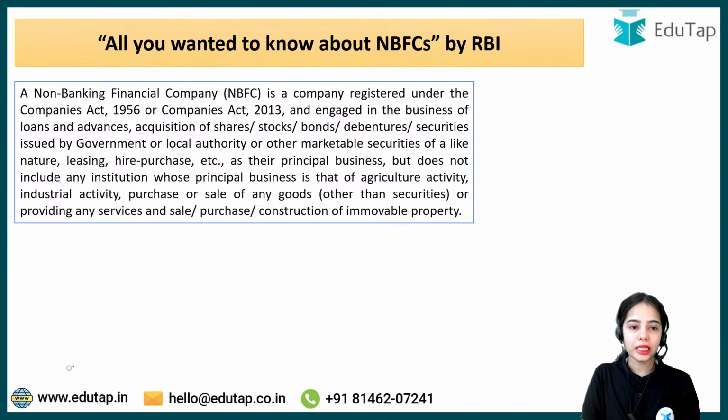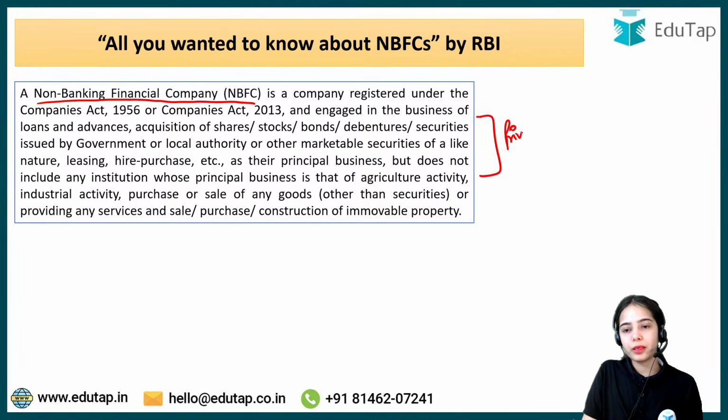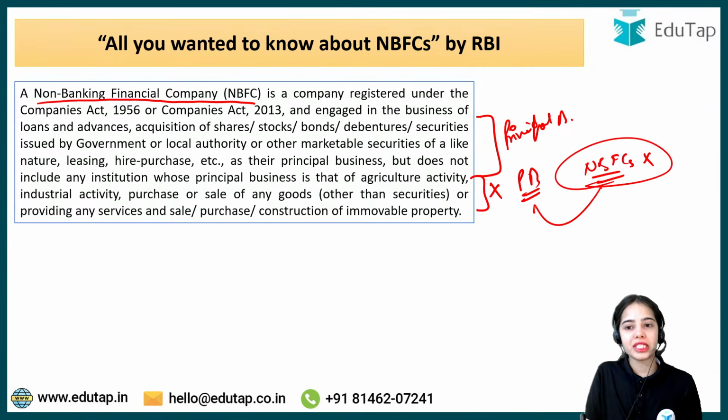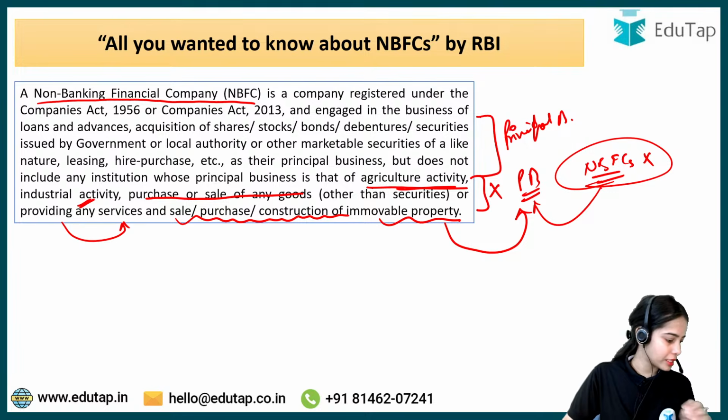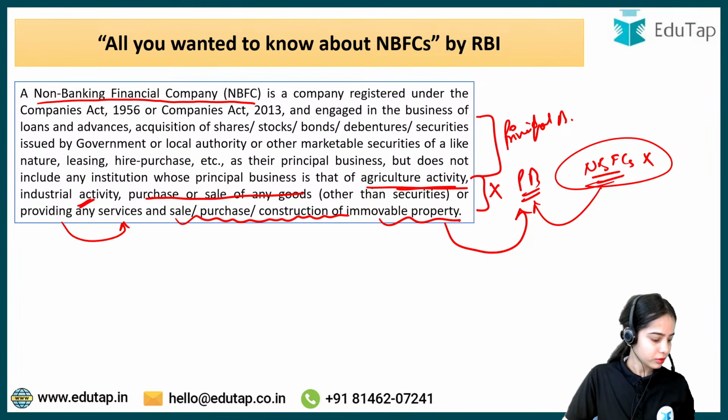So remember this, that for the NBFCs, it has been clearly laid down what can be their principal business and what cannot be their principal business. If an entity is an NBFC, it cannot have the principal business as agriculture activity or industrial activity or purchase or sale of any goods other than securities, or providing any service in sale or purchase or construction of immovable property. These cannot be the primary business of the NBFC. So I hope this clarity is there first of all. I hope this is clear.